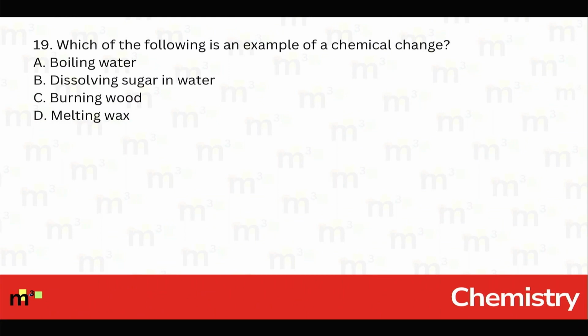Next, number 19. Which of the following is an example of a chemical change? A. Boiling water. B. Dissolving sugar in water. C. Burning wood. Or D. Melting wax. The answer here is C. Burning wood.